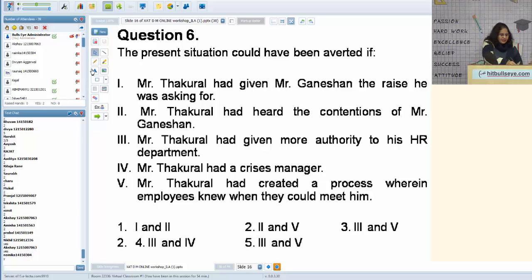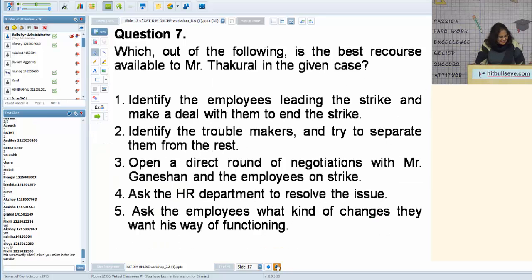So this had created a process where the employees knew when they could meet him. So this could have been done if it was properly delegated and everybody knew how it's to be done. So great, we can move on to the next one now. Yes, Nikhil. So when we have such an option, then yes, it's a good option.